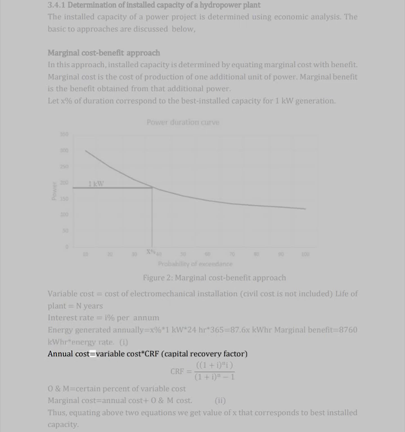Annual cost equals variable cost asterisk CRF, capital recovery factor. CRF equals I(1+I)^n divided by (1+I)^n minus 1. O and M equals a certain percent of variable cost. Marginal cost equals annual cost plus O and M cost. Thus, equating the above two equations we get the value of X that corresponds to best installed capacity.